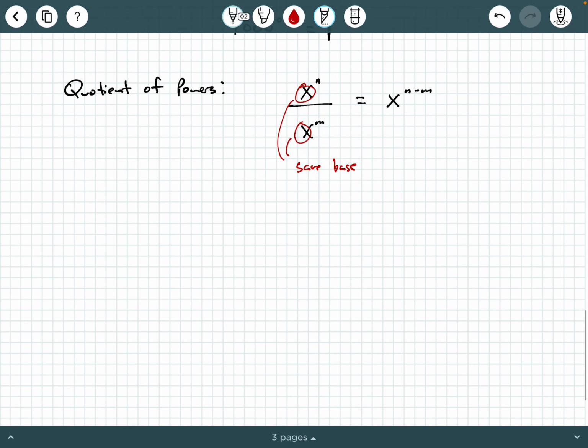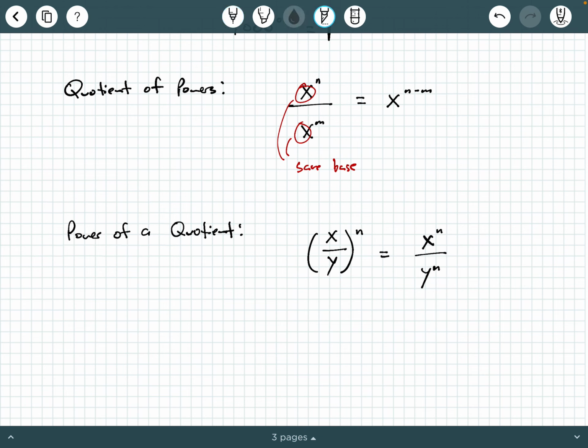And then we also have power of a quotient. Let's see if I can spell that right. This would be like if you have x over y, two different values, to the n power, you get x to the n divided by y to the n. This is very similar to the power of a product, except this is a quotient. You can think of this little exponent being distributed to the numerator and the denominator bases, okay?